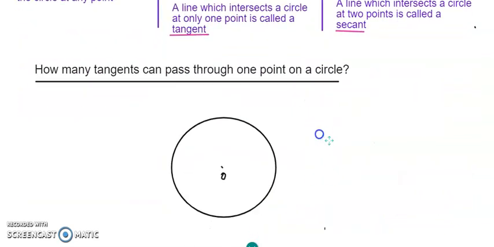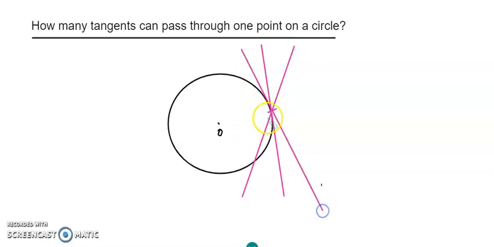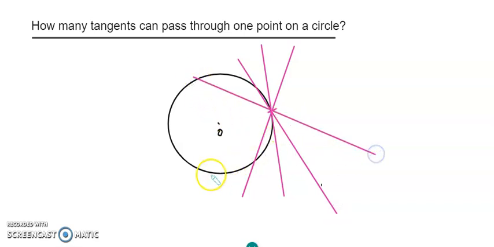Now, how many tangents can pass through one point on a circle? So let's try drawing different tangents. Let's mark first one point through which we want to draw the tangent. So this is the point which I'm taking. Let's start drawing different lines. So this is my first line which I'm drawing. Then the next line. So as you can see, I'm able to draw many lines passing through the point, right?